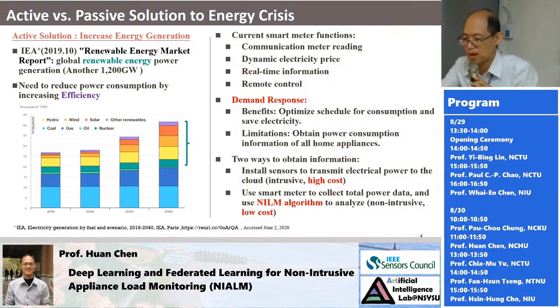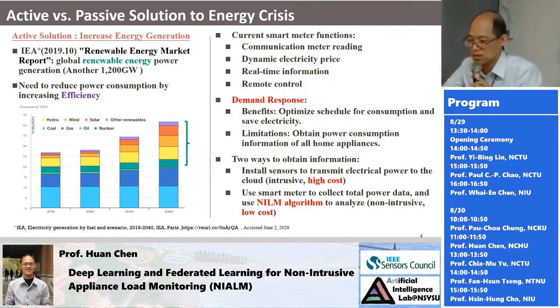Among the functions are communication and meter reading. It incorporates IT into the power grid, so we can communicate two-way. The other is dynamic electricity pricing, so we can incorporate both the demand side and the generation side. So we have real-time information and remote control, and we can use the energy more efficiently and more reliably.